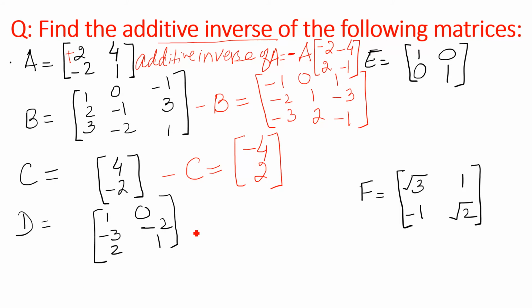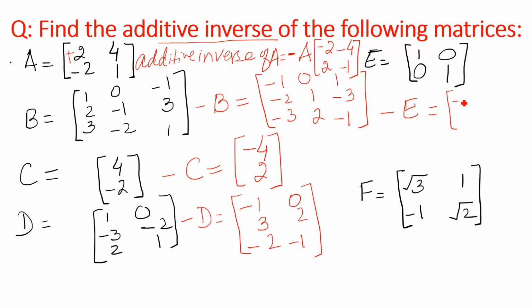Additive inverse of D. Minus D equal to, just change the sign, right? So easy. Additive inverse of E similarly, minus 1, 0, minus 1, 0. And additive inverse of F. So do not worry that this is the square root sign or under root sign.